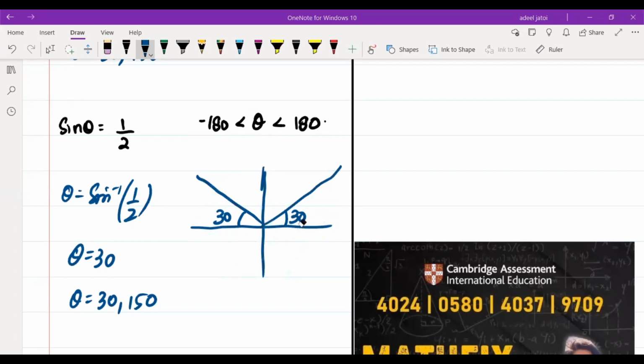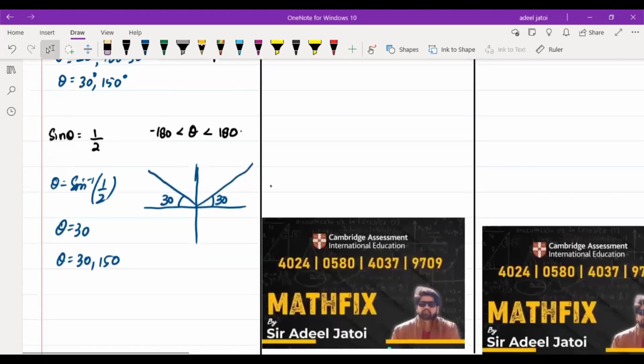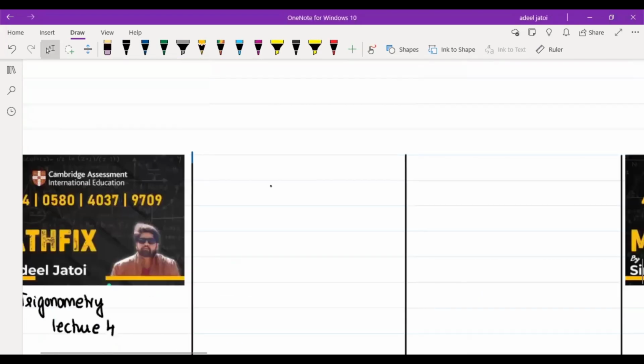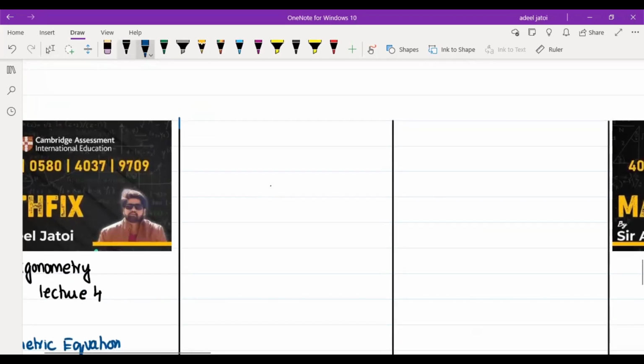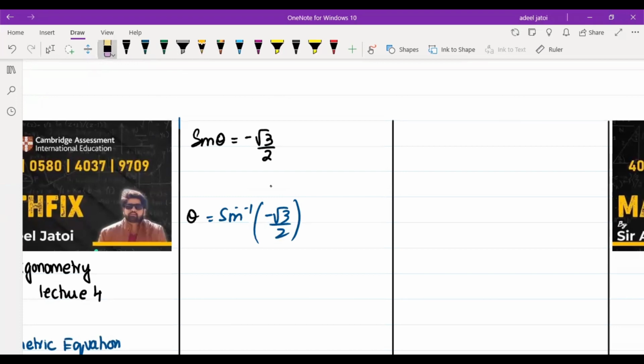The same thing goes if we say that sine theta is equal to negative root 3 upon 2. So to find theta, we go about sine inverse of negative root 3 upon 2. We will always be taking the positive value in the calculator.